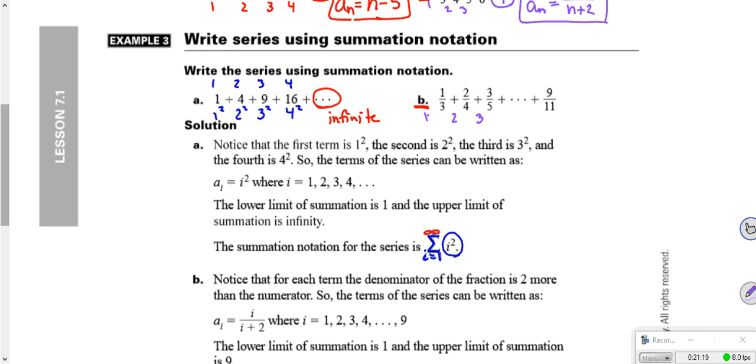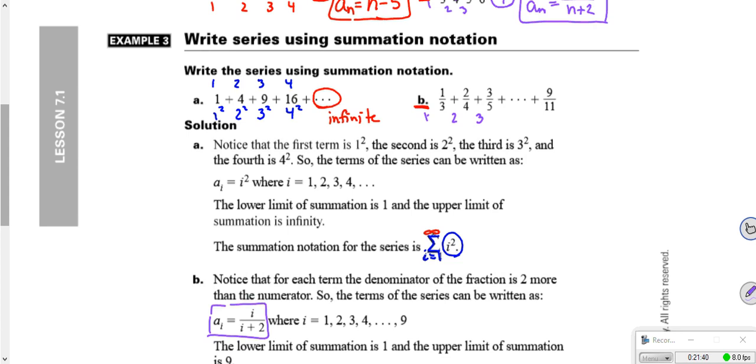Okay, well, if you notice here, the 1 matches the top, the 2 matches the top, the 3 matches the top, but on bottom, it looks like you're adding 2 to each one. So if you look, that is the rule. Here's the rule right here. A sub I equals I over I plus 2.